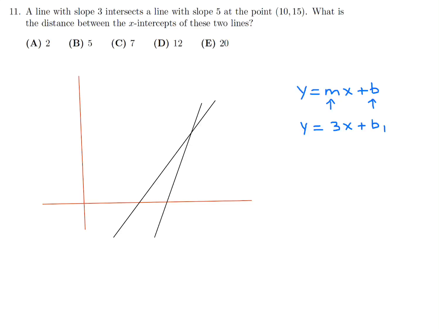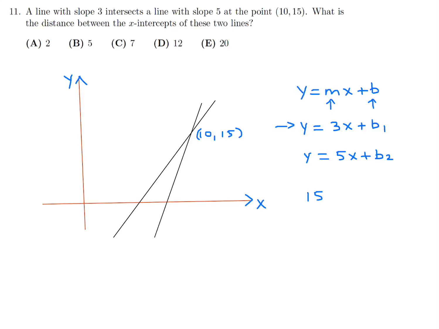All right, b1. Our second line, they tell us, has a slope of 5, so it will be something like this. And they also tell us that it has an intersection point right there, and that intersection point is (10, 15). So all we really have to do is plug that value into each of these, and we'll be able to solve. So first, let's plug it into this one.